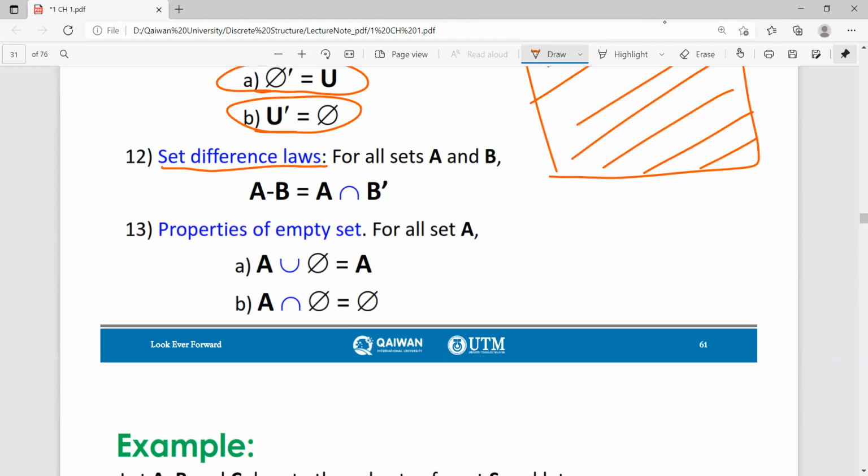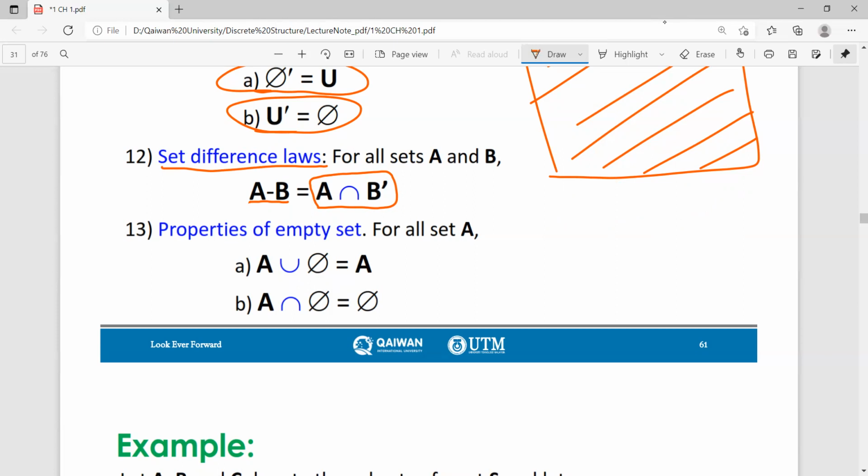Set difference laws. We say A difference B equals A intersection B complement. If we have A difference B, we can say it equals A intersection B complement. And even if you have A intersection B complement, you can say it equals A difference B. For example, if you have C intersection D complement, you can say it equals C difference D. Okay, that's it.